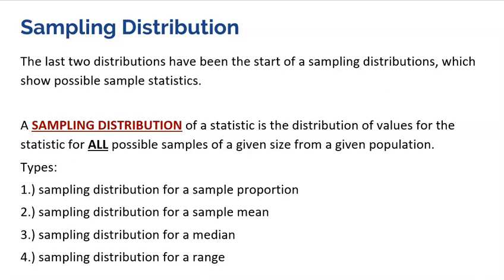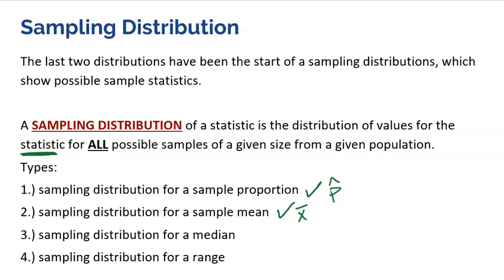So if you're thinking about all possible values of a statistic, remember there's two statistics that we really look at. We look at sample proportions and sample means. So imagine you looked at every possible sample out there and you found the p-hat for every possible sample and you made a display of it. That's a sampling distribution. Same thing for means.